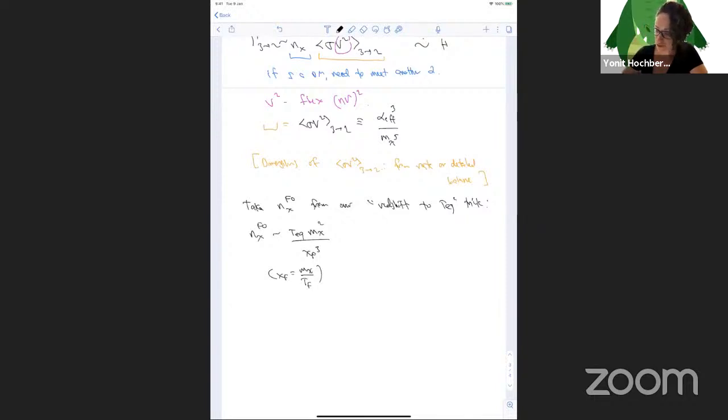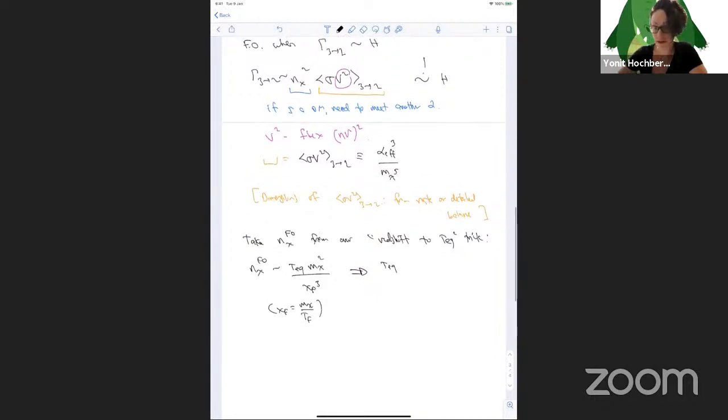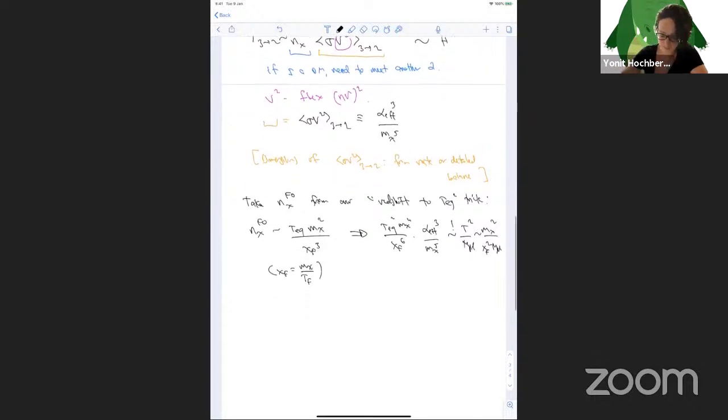Plugging this into our 3 to 2 rate, we have this number density squared, so it's t equality squared, m chi to the 4th over x freeze-out to the 6th, times my thermally averaged 3 to 2 cross-section, which we called alpha effective cubed over m chi to the 5th. We demand that this is of order t squared over m Planck, which I can also write as m chi squared over x freeze-out squared times m Planck. Now we shift things around and solve for m, and we get that m goes like alpha effective times t equality squared m Planck to the 1 over 3 power. If we plug in numbers, this roughly comes out to be alpha effective times around 100 MeV.